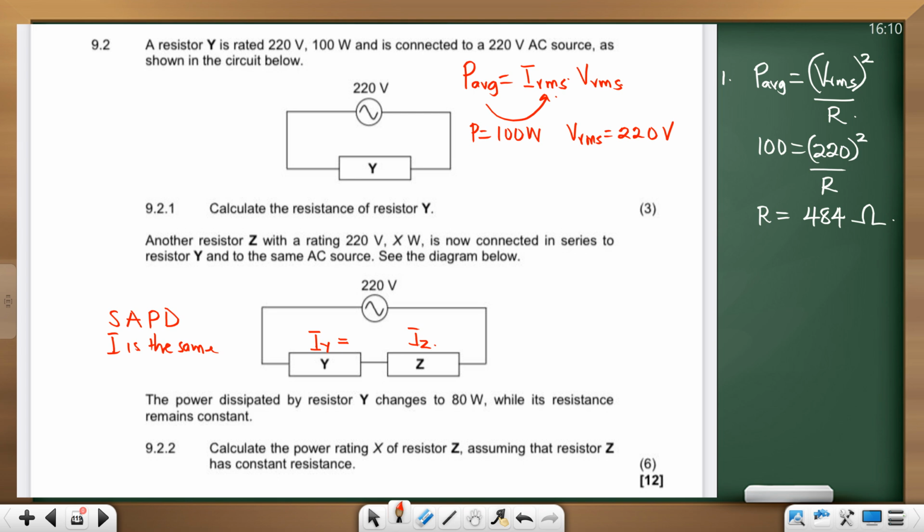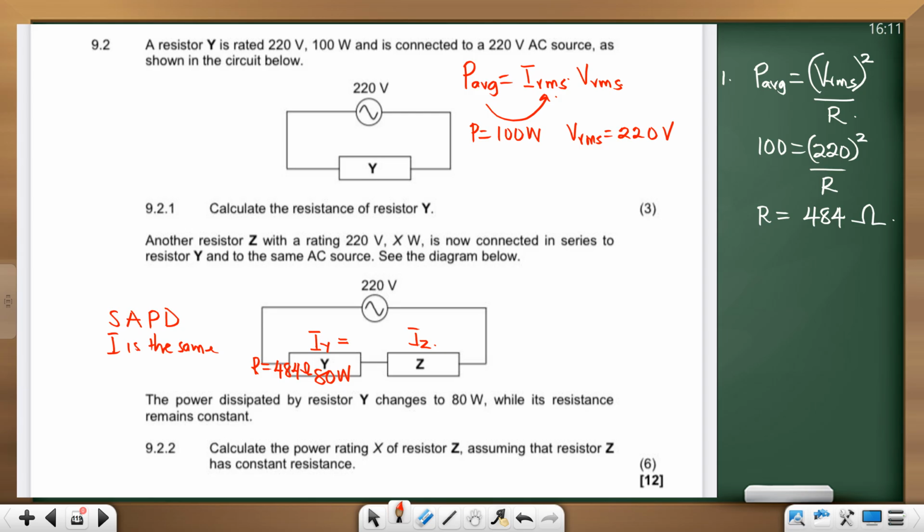The power dissipated by Y is 80 watts, while its resistance remains constant. What is our R? 484 ohms. Calculate the power rating X of Z, assuming Z has a constant resistance. Look guys, the first thing, like I said, current is constant. Makes sense? So if I want to get power, let's see.